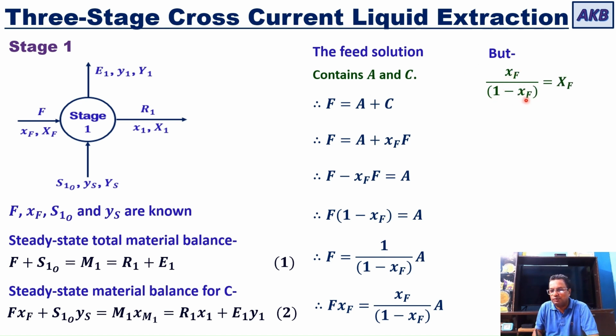Small xF divided by 1 minus small xF is capital XF, which is weight fraction of C on a C-free basis. So you have this relationship between weight fraction and weight fraction on a C-free basis. I have discussed this relationship in part number 12 of my lecture series on liquid extraction. Therefore, F into xF will be A into XF. That is, at the end, I can replace this term F into xF with this term A into XF.